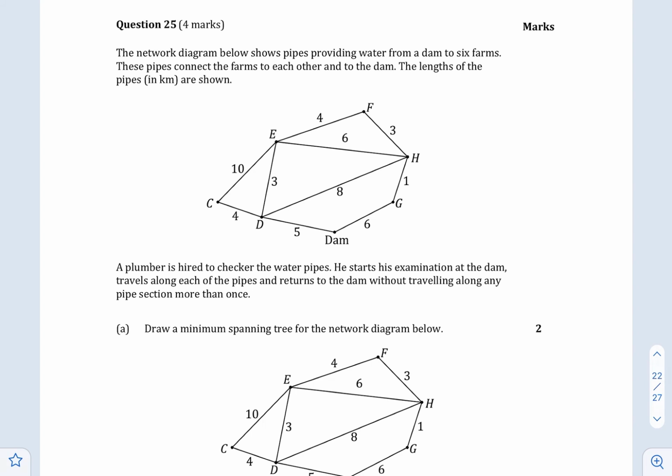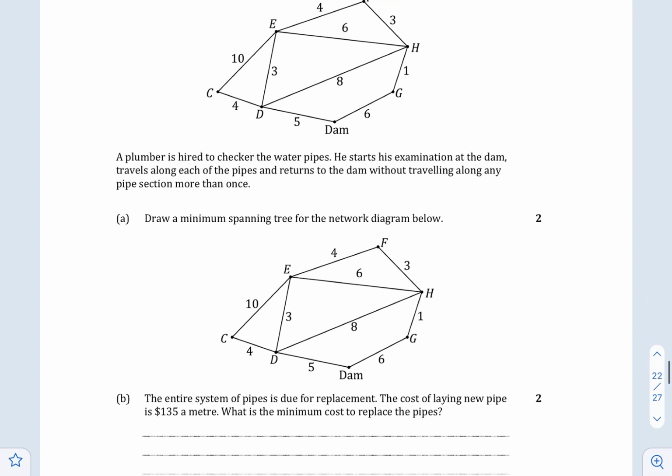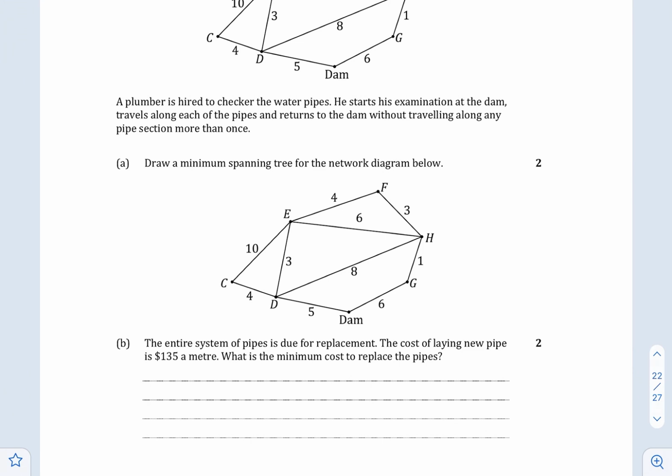Next, we've got a networks question. Now, I'm not going to go into detail again with all the information, but let's look at part A. Draw a minimum spanning tree for the network diagram below. So, a minimum spanning tree, what we're looking at is just connecting all the vertices in the minimum length possible. So these, I can see there's one, so I'm going to include that one first. Now what connects to G, H in the shortest way, and it's H, so I'm going to include that one there.